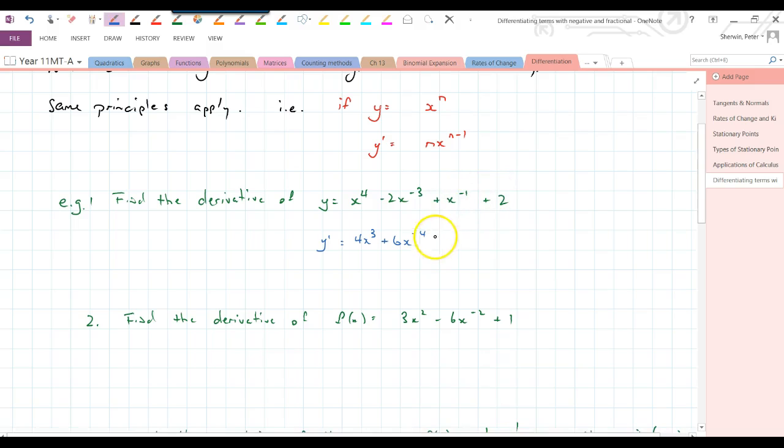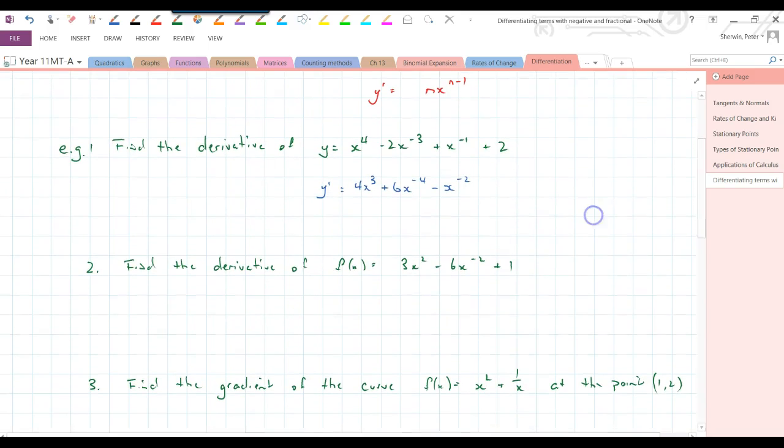Okay, so back in here with this x to the minus 1. Minus 1 comes down, so it'll be minus 1x, but I'm not going to write minus 1x because I'm in high school now. So minus x rather than minus 1x, and that minus 1 reduces by 1 to minus 2. And the plus 2, we don't bother with that, it goes to 0. So there's our derivative function.